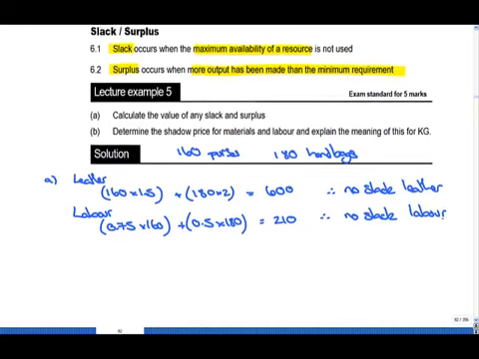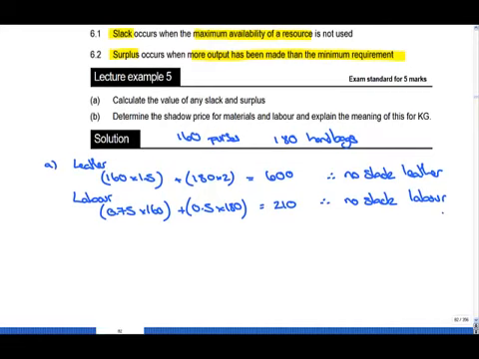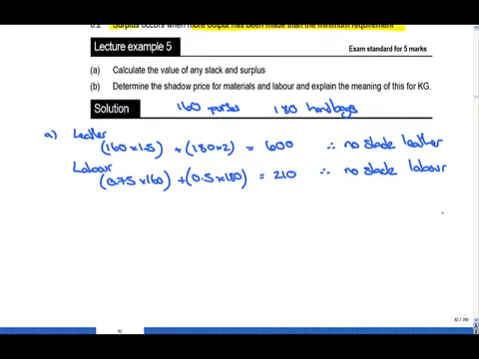Now if we have a look at shadow prices, this asks us to do it for materials and for labour. You have to do them separately, you can't combine them. Remember, shadow price is the extra contribution from one more unit of limiting factor. The way that we can work out a shadow price when we've got linear programming is to bring in the constraints at the optimal point but add one more unit of one of those items.